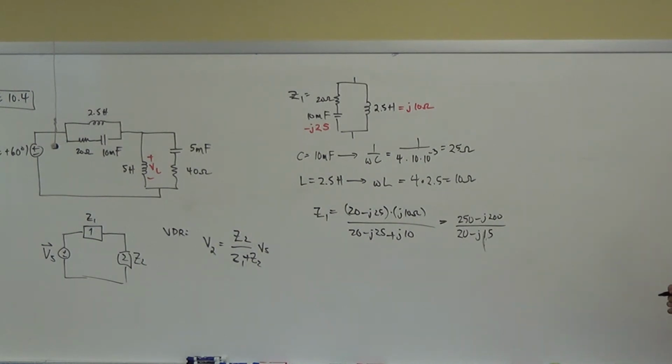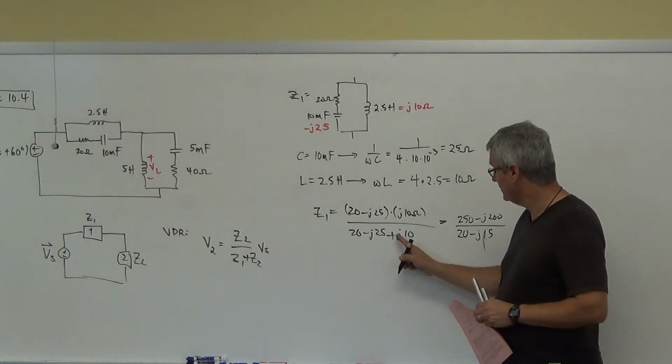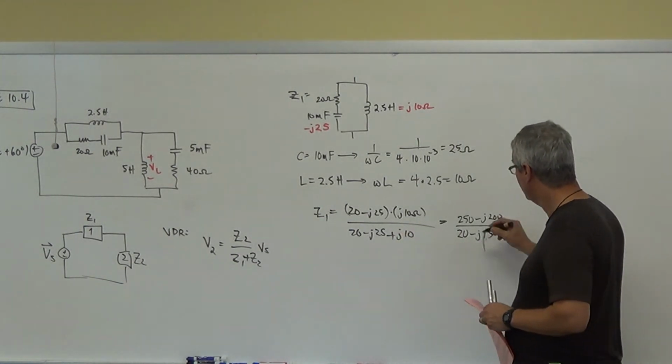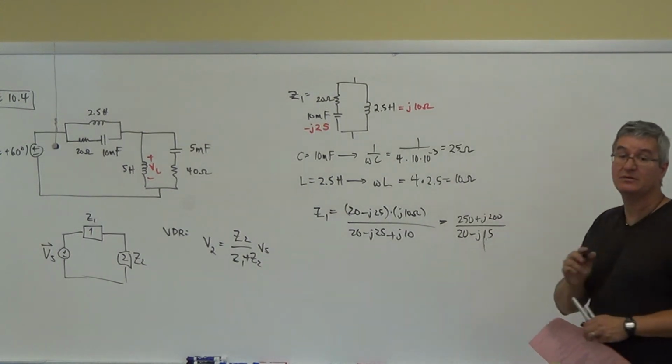Shouldn't it be plus 200J? Should it be, where should it be? In the numerator, because it's 10J times 20. Yes, thank you very much, you're absolutely correct.